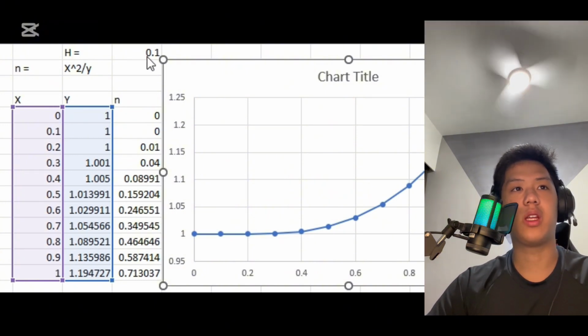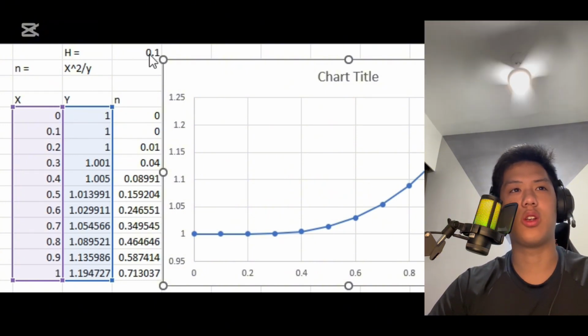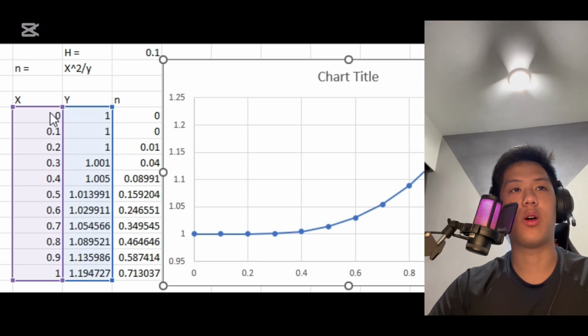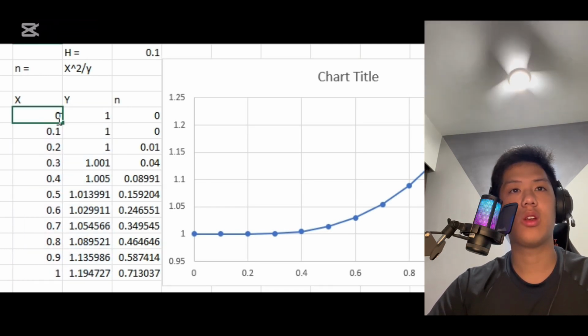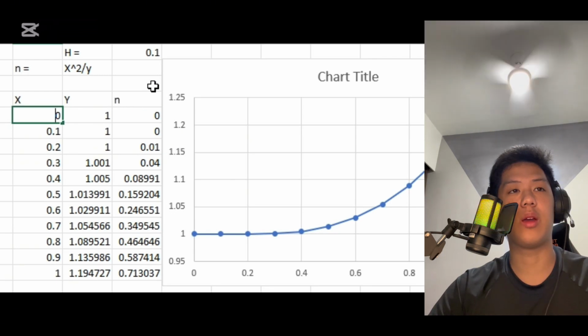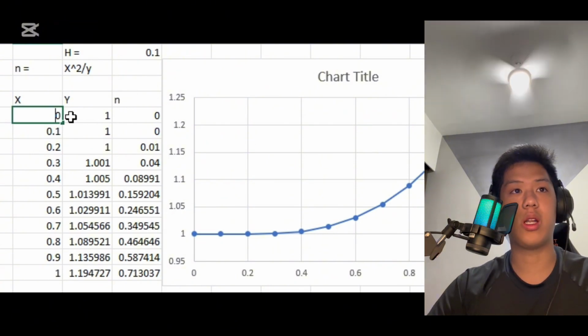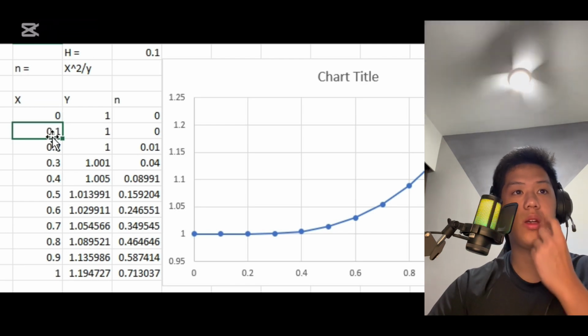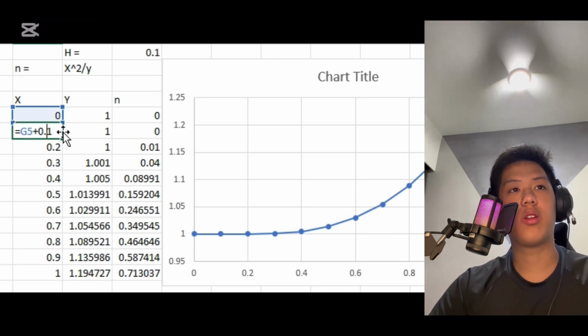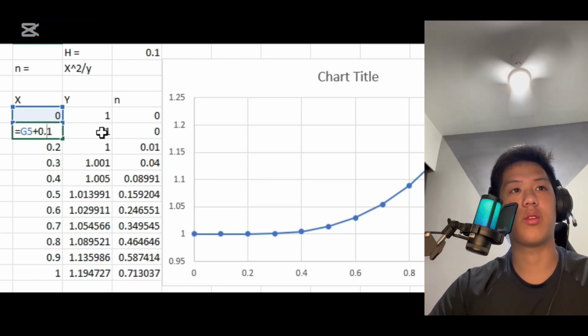So what we have over here is using the Euler method. We have given our step size as 0.1. We have initial values of x0 equals 0 and y0 equals 1. So we have our values here. Following that, we will increase the x by the step size, as we mentioned previously.